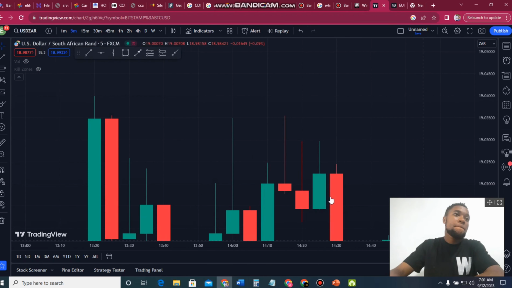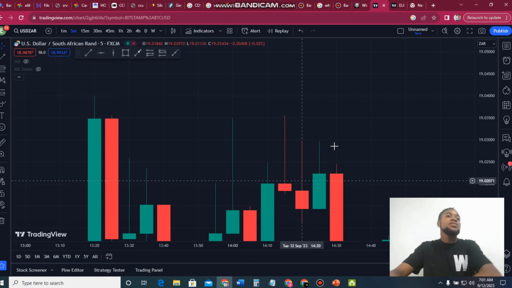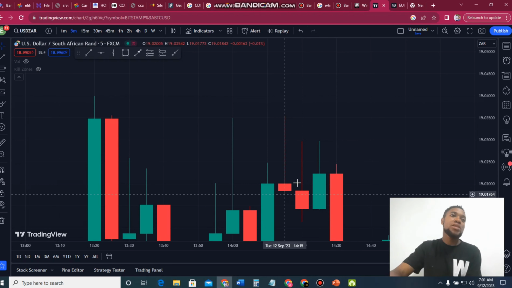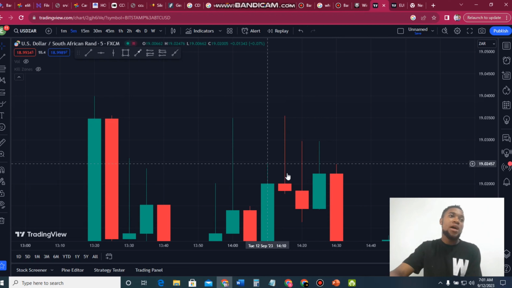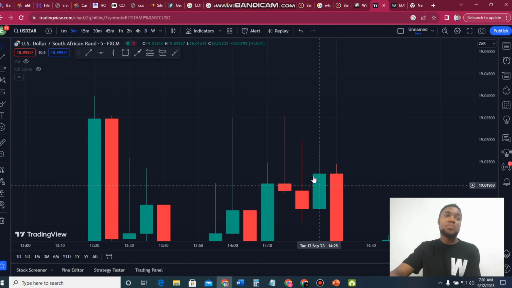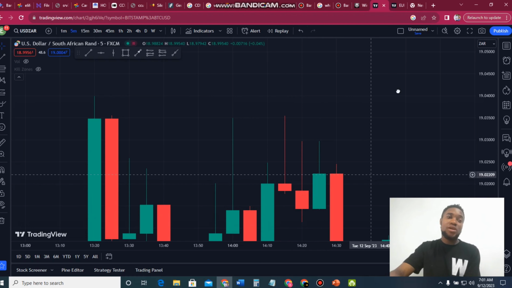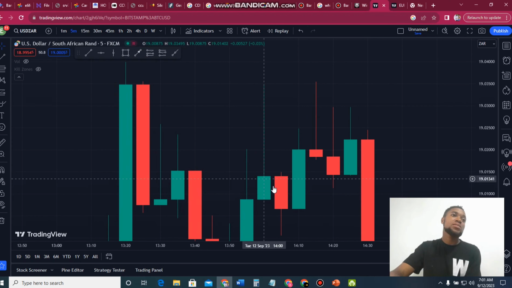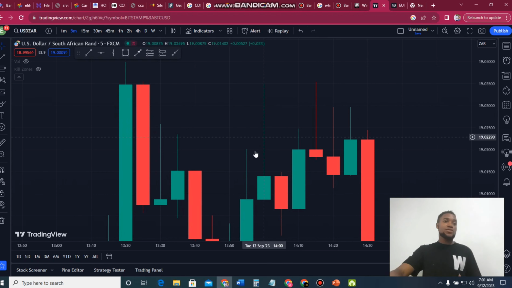This is a gravestone doji. A gravestone doji tells you that the bears are in control of the market. Notice what happened. The next candlestick that was formed, you see that the price actually went towards the downward side. That was the function of the gravestone. We have another gravestone doji here.